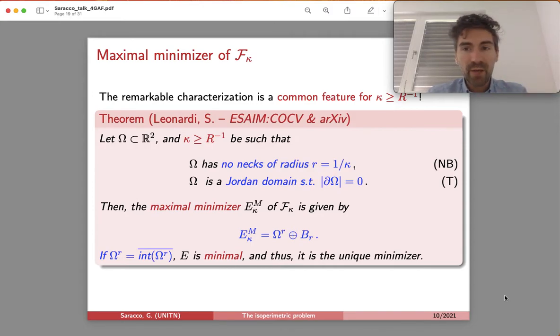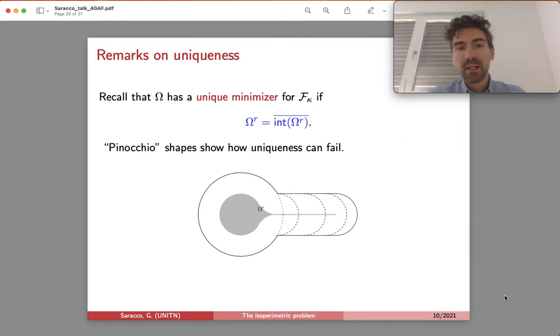So we have this condition that ensures that the set we find here is also minimal, that is, the inner parallel set of distance r coincides with the closure of its interior. Let me show you how this uniqueness can fail. I will give you this example that we call the Pinocchio shape.